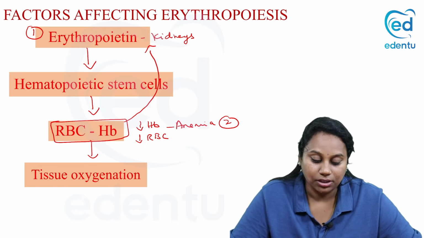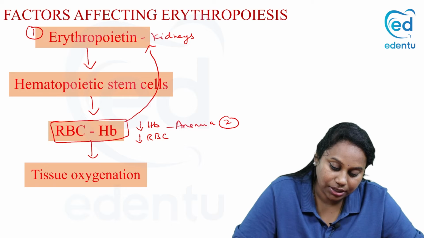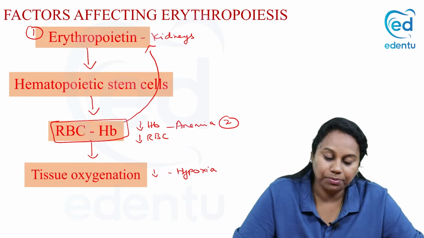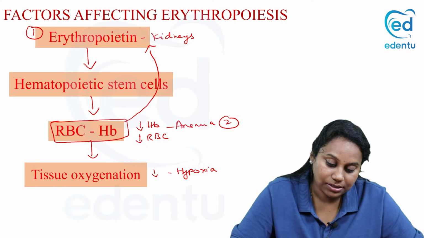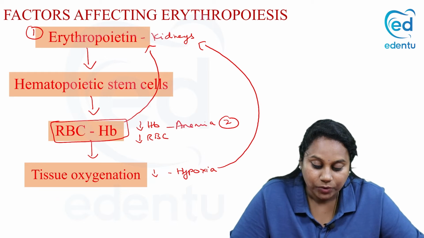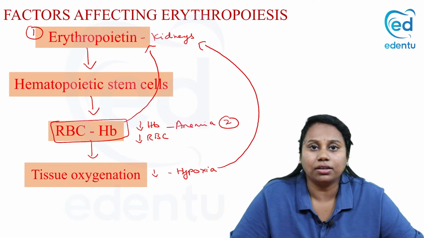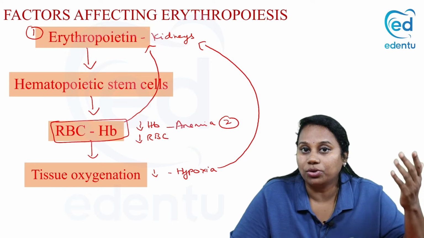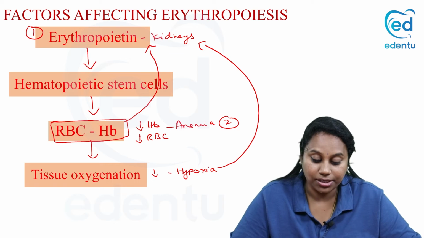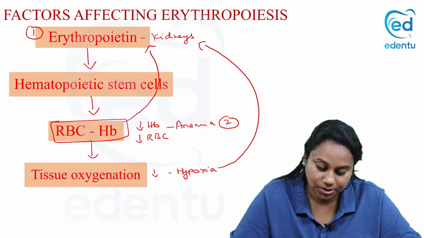Tissue oxygenation. So ultimately all this is happening to oxygenate the tissues. When tissue oxygenation decreases, which is called hypoxia, automatically as a negative feedback, erythropoietin increases to increase erythropoiesis. So hypoxia is another factor which increases erythropoiesis. And hypoxia can physiologically also occur as you go to high altitudes, or in any case of cardiac failure or lung failure. All this can result in hypoxia. So all these are the factors which affect erythropoiesis.